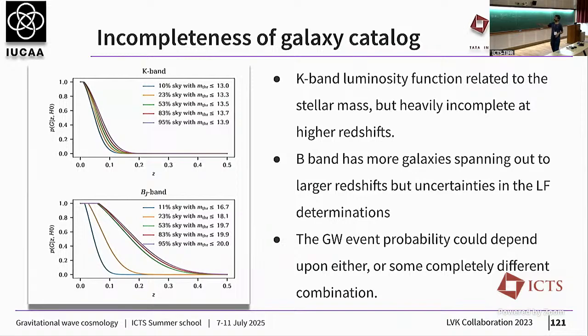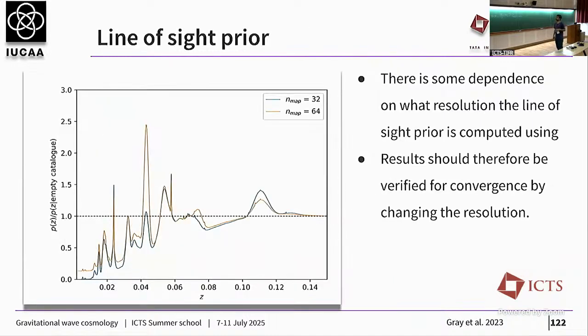You should be able to see and understand why this kind of behavior comes about. And you will realize that this probability that the galaxy is within the catalog is a term that goes into the redshift prior. So this will be directly used when you compute the redshift priors. What does this line of sight redshift prior look like?